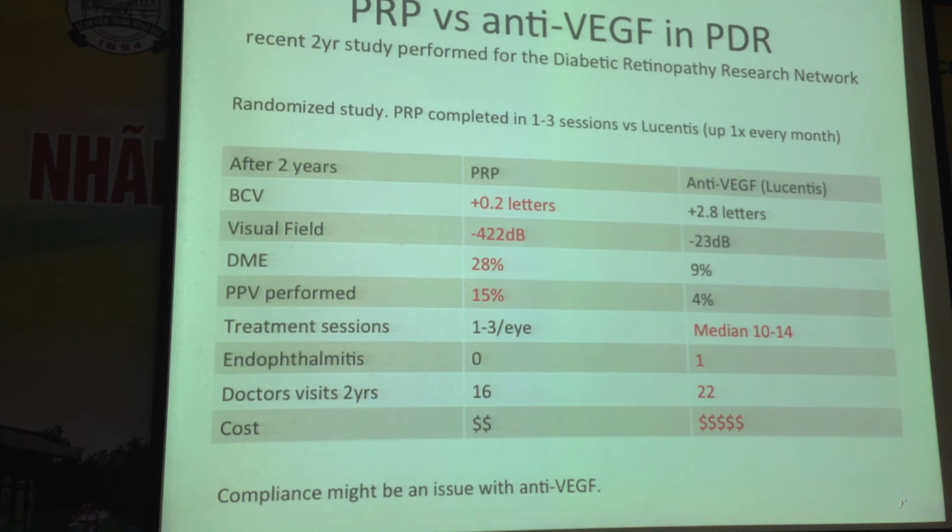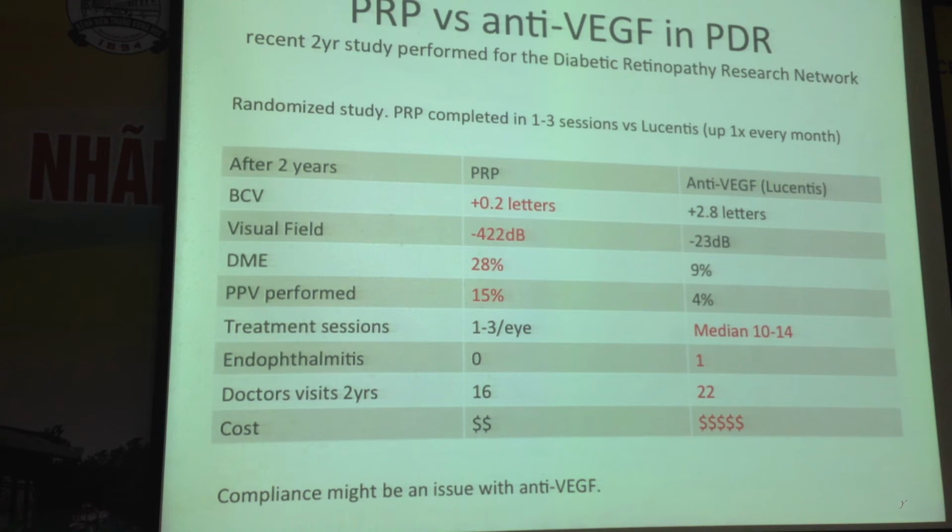DME only decreases by 28%, or 28% of all patients still have DME, whereas with the anti-VEGF only 9% still have DME. And in about 15% of cases, a vitrectomy was necessary after PRP, and in the anti-VEGF group only 4%.